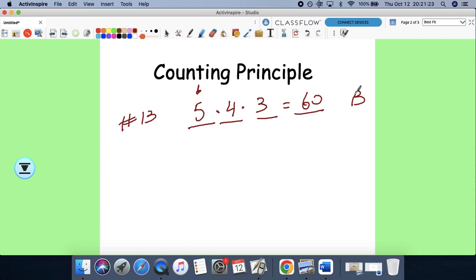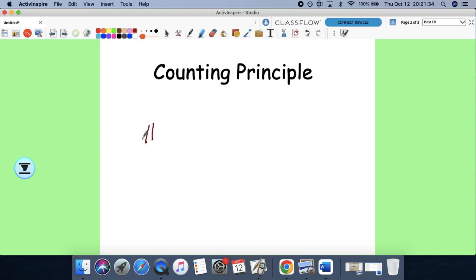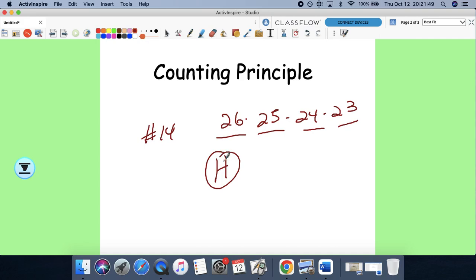Okay. Number 14. Gail's choosing a password for her phone. It must be 4 letters long. She cannot repeat the letters. So for 14, if you can't repeat the letters, it has to be 4 letters long. So the first choice you have 26, the second you have 25, the third you have 24, and the fourth you have 23. So whatever that is, and thank God they didn't multiply. Final answer is H. Okay.